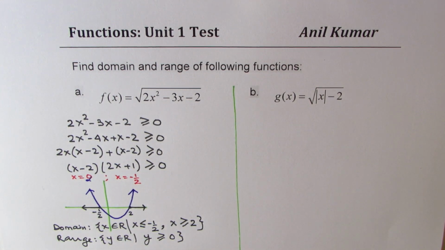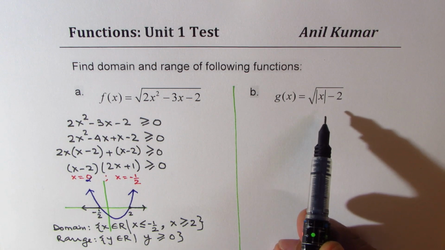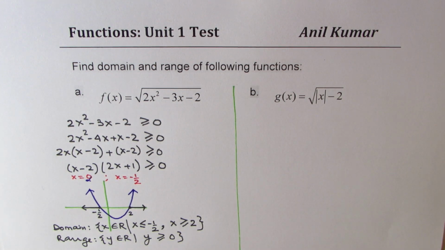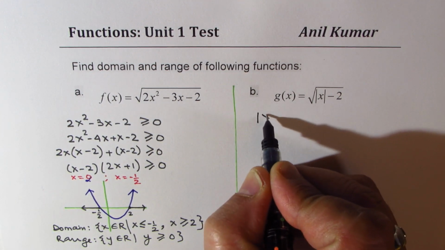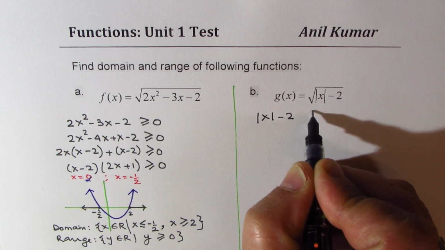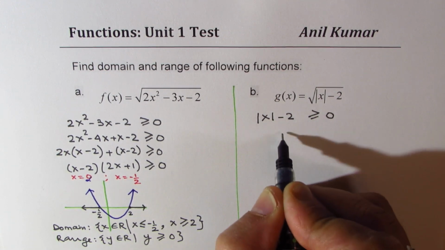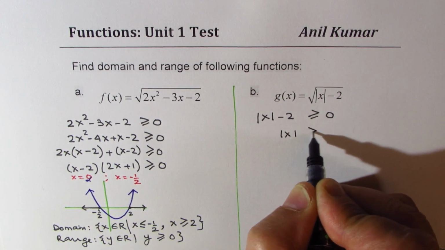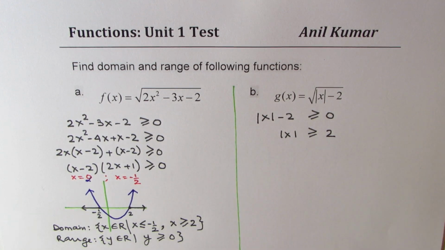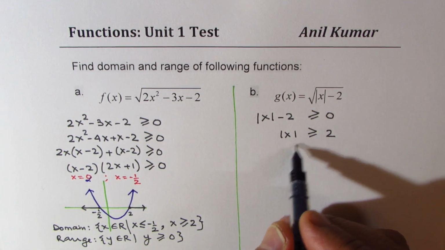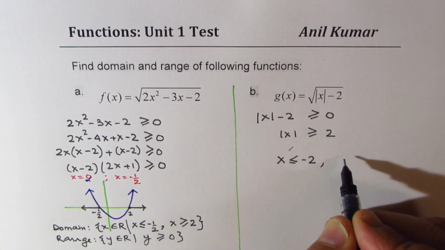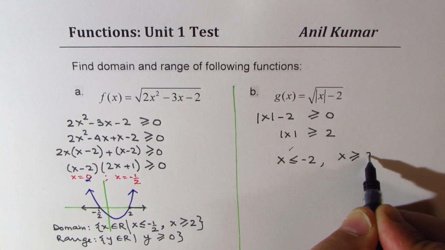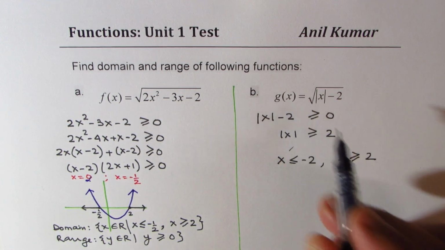Now you can follow similar strategy to answer part B. You can still pause the video, answer, and then look into my suggestions. Now here again, we are looking for x squared minus 2 to be greater than or equal to 0. That means absolute value of x should be greater than or equal to square root of 2. Now that really means that either x is less than or equal to minus 2 or x is greater than or equal to 2, right? So that becomes the domain of g of x.